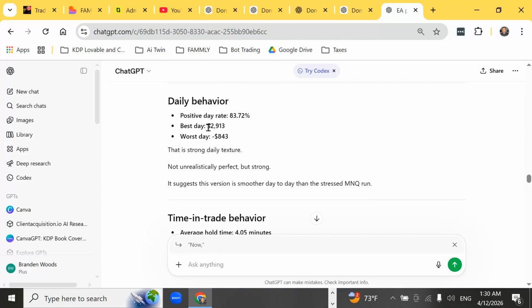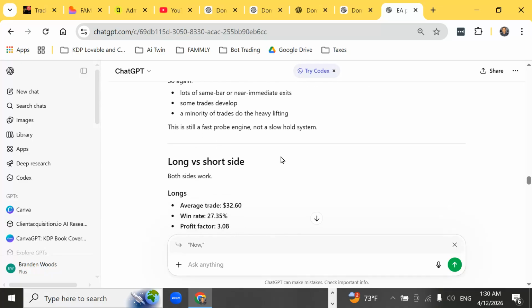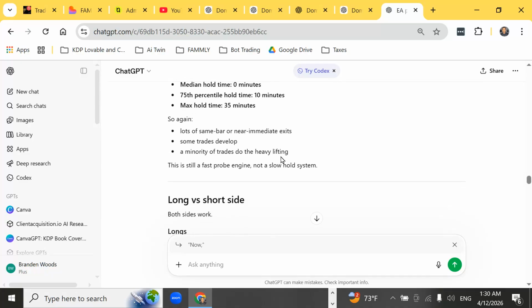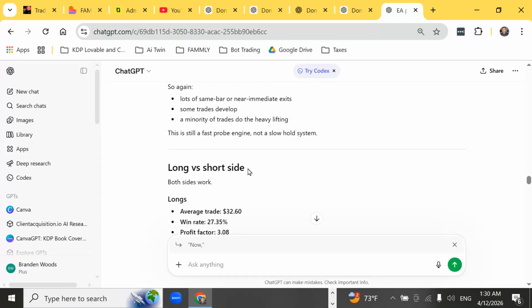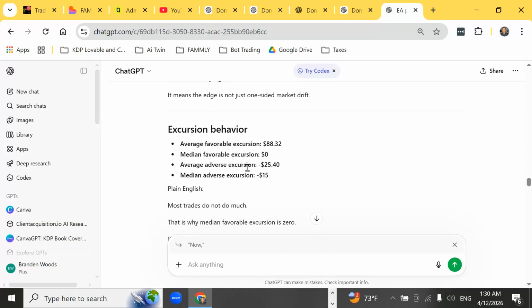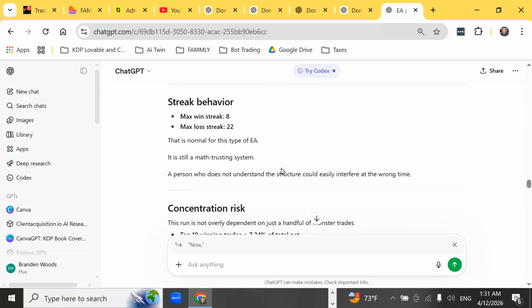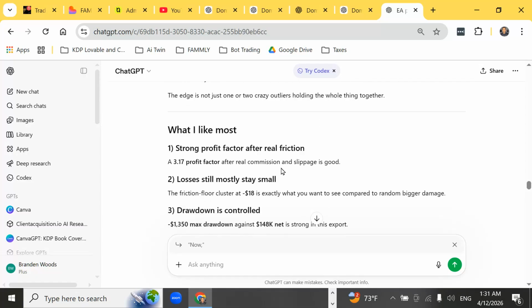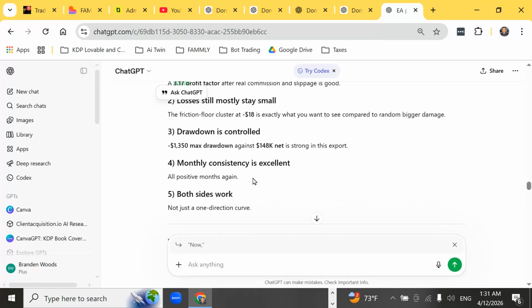Positive day rate. So 83% of the days were positive for that year. Hold time 4 minutes. Max hold time 35 minutes. It goes in profit on average like this, negative like this, and 3.17. So every $1 that's lost, $3 is gained. So that's really good as well.